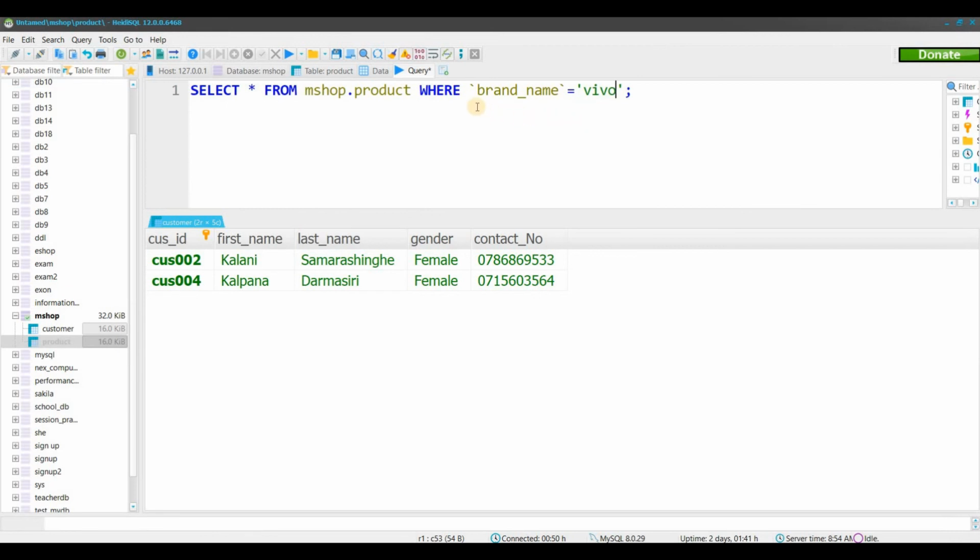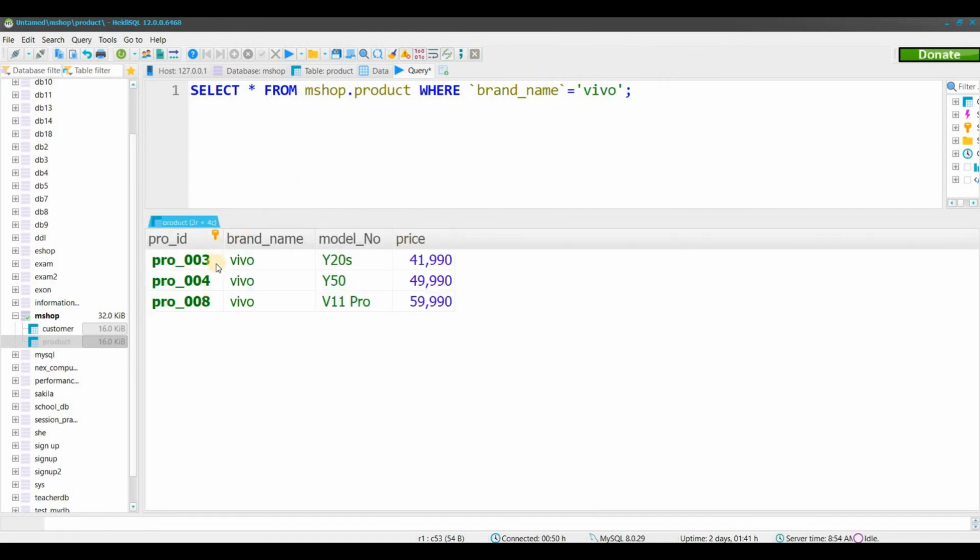Here, the condition is the brand name equals Vivo. I'm going to execute this query, and you can see there are 3 products whose brand equals Vivo. These are the results for this query.